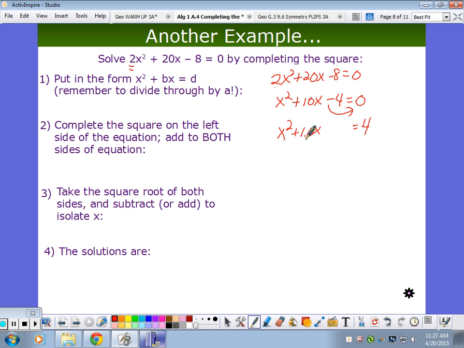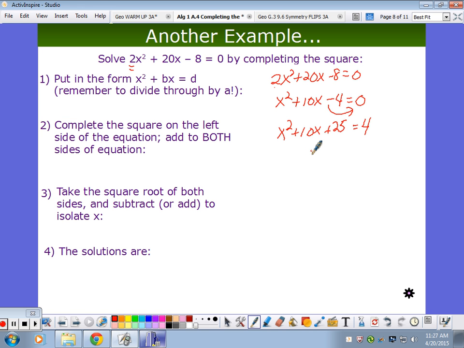All right, now, how do I complete the square? Divide by two. Square it. So what do you get? 25. Positive 25. Always positive, right? All right, I added 25 to the left side of the equation.